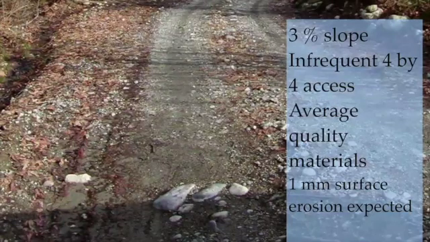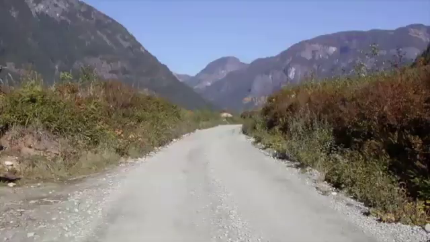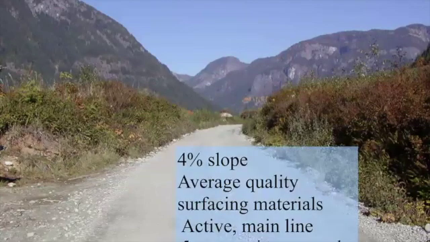This is an example of the Dakota FSR, a 4x4 road, not presently being used by logging trucks, but occasionally by recreational users. It would generate about 1 millimeter of erosion of sediment over 1 year. It has a 3% slope. This is up in Theodosia, Maine, and being heavily used by logging trucks. It would generate 5 millimeters of sediment over a 1 year period. It has a 4% slope.